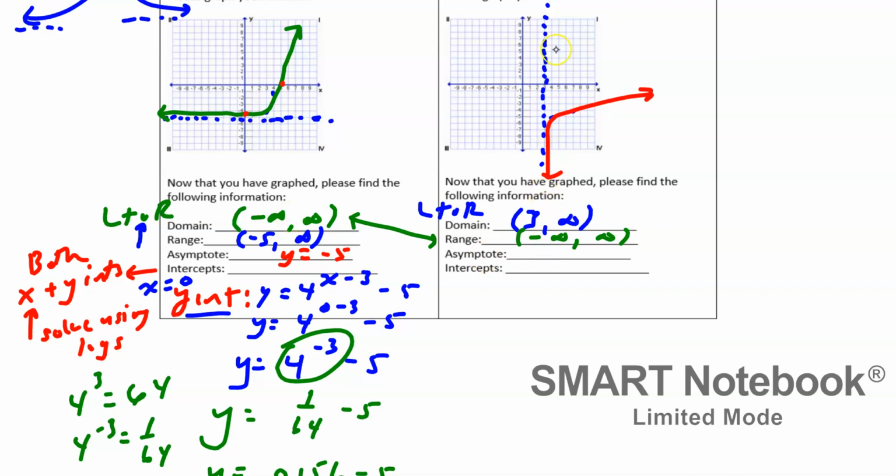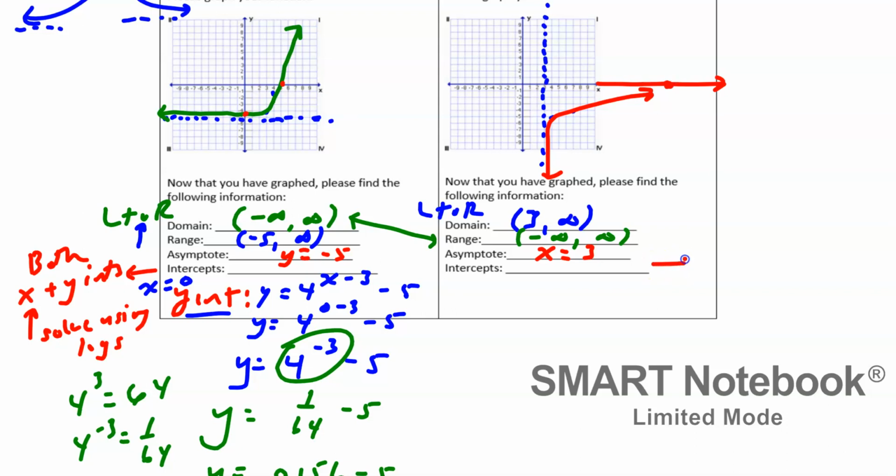Your asymptote is the line you can't cross, which in this case we said was x = 3. And then in terms of intercepts this time, does this red graph cross the x-axis? Looks like it would cross the x-axis somewhere over here. But in order to find that, you need to use logs.